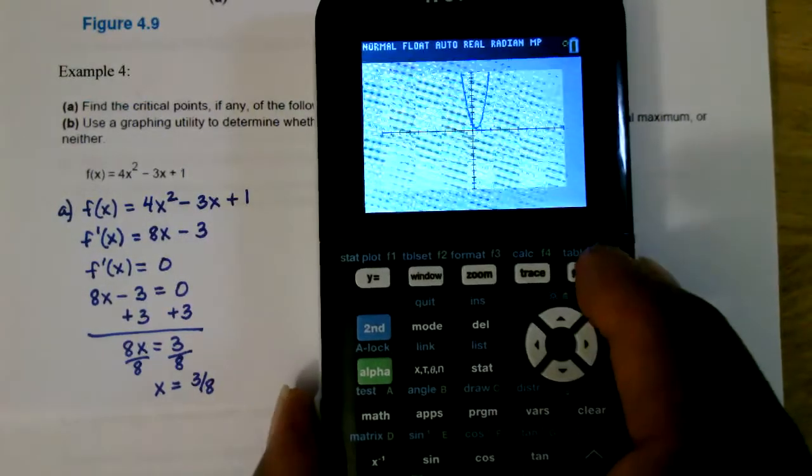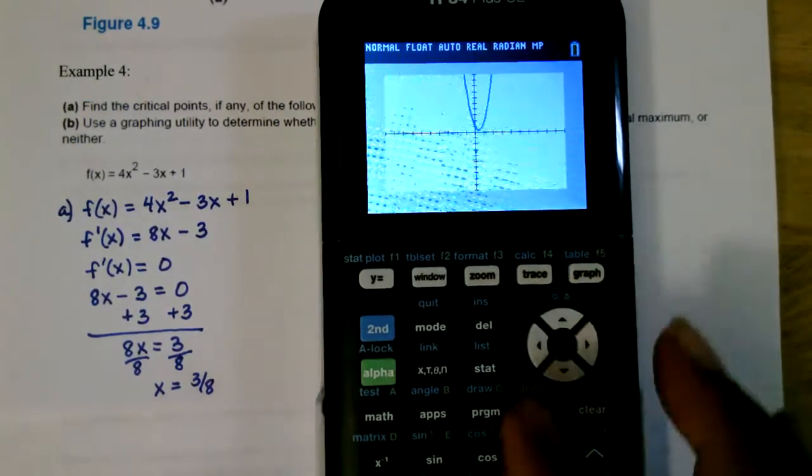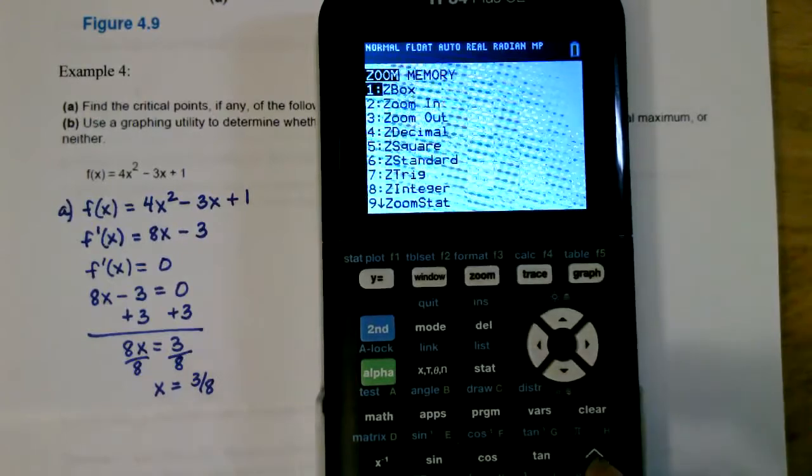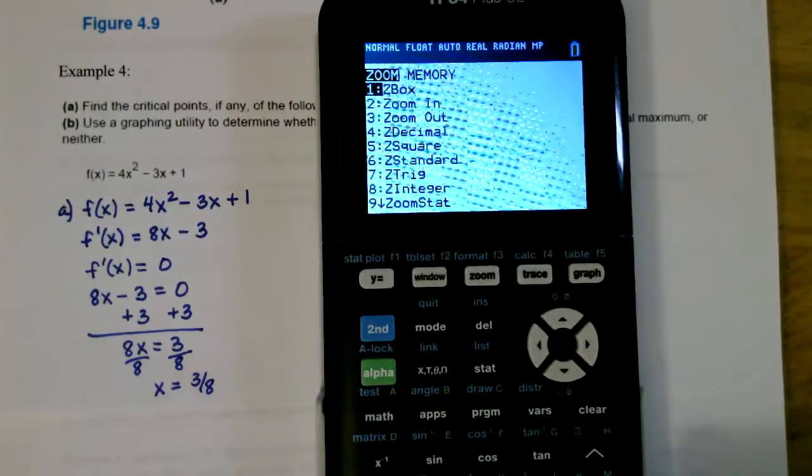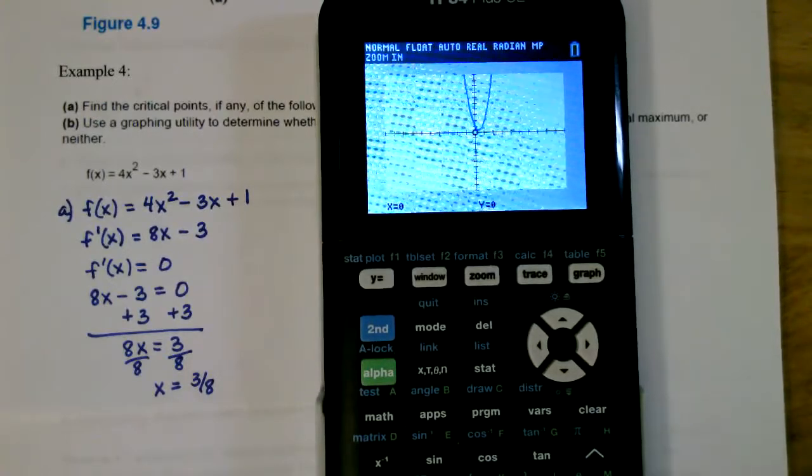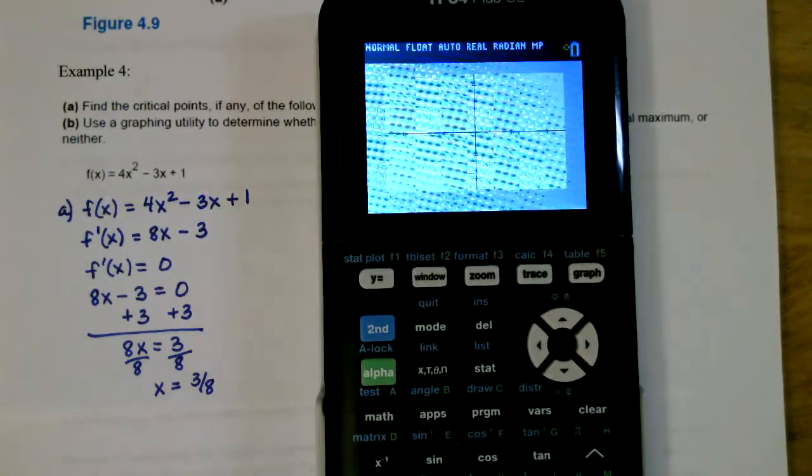Okay. And what I might want to do here is go ahead and zoom in. So zoom 2. And then I'm going to press enter to get a better view of that graph. And pretty much if you look at it, that's the graph of a parabola, because it is a quadratic function.